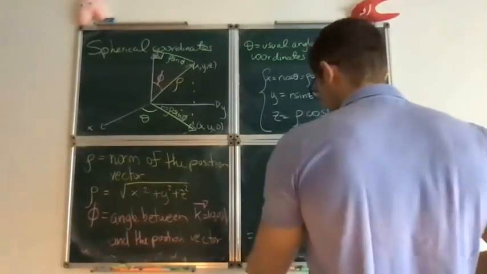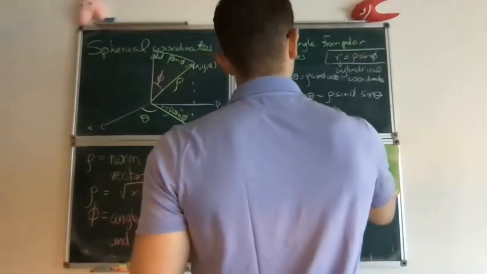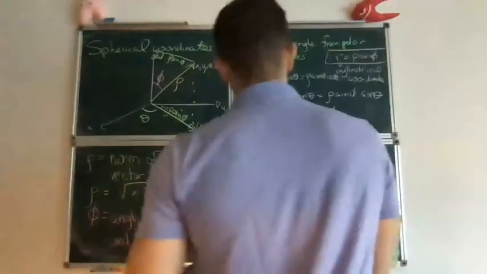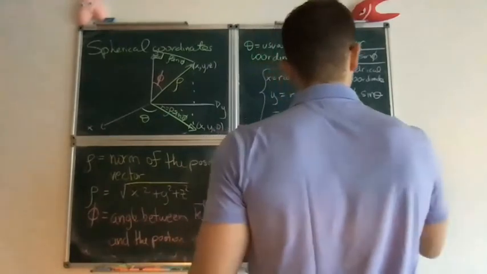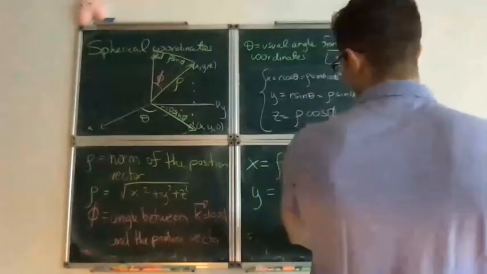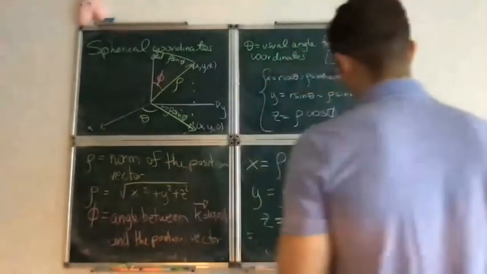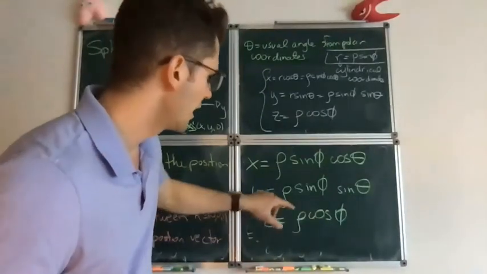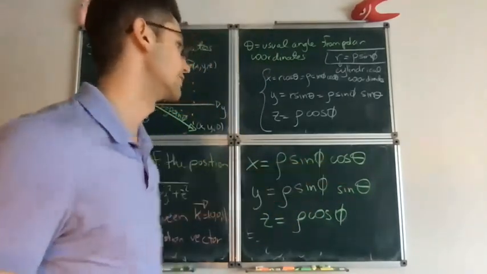So let me rewrite this one more time. What I'm saying is that x equals rho sine of phi cosine of theta, and y equals rho sine of phi sine of theta, and z equals rho cosine of phi. And so basically the only one that involves cosine of phi is the last one, y is the one that has the two sines, and x has one sine and one cosine.